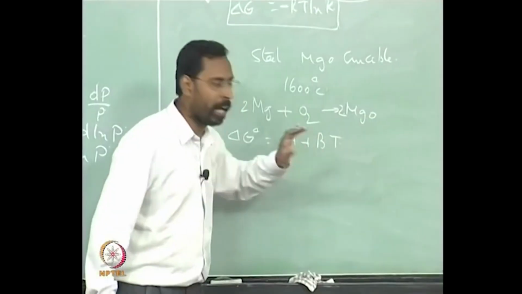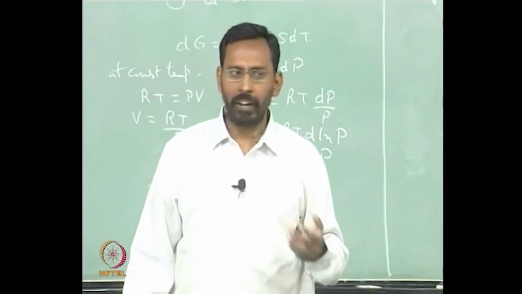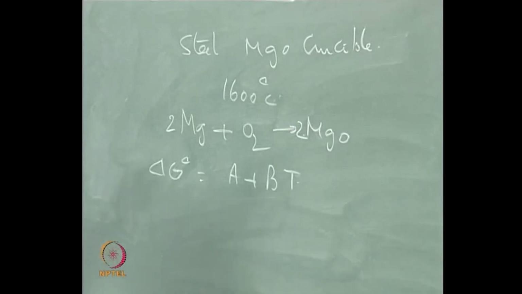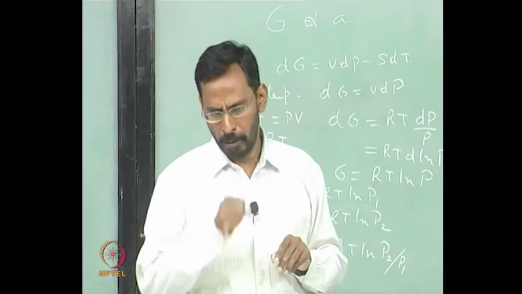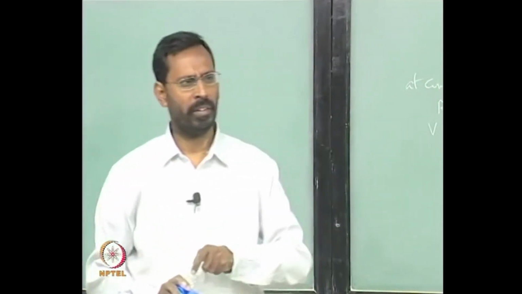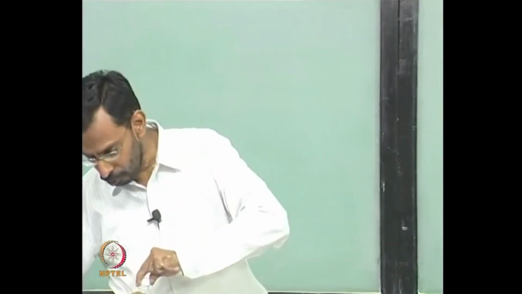Once you know the A and B terms for that particular reaction, which are available because people have done such reactions at various temperatures and found out how the free energy is changing. How do you find out the free energy change for a reaction? From Cp change. Anything else?